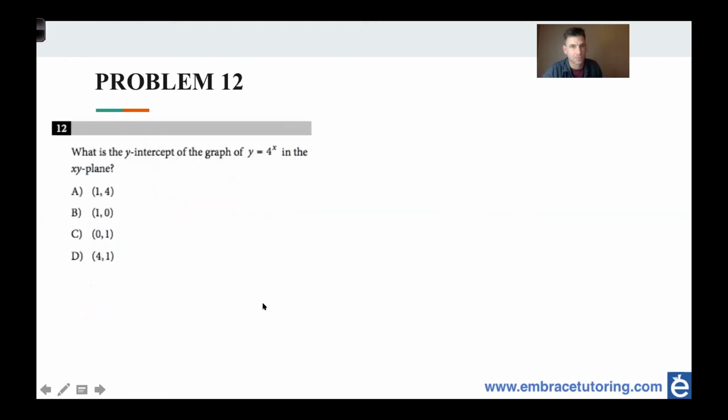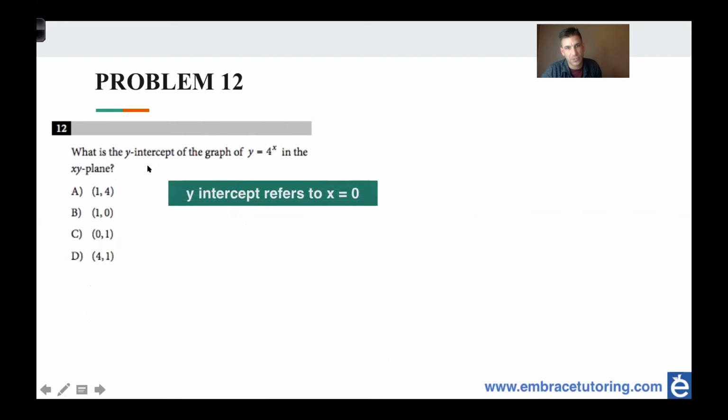Okay, awesome. All right, what is the y-intercept of the graph of y equals 4 to the power of x in the xy plane? Super, super important to understand. Not to overthink this, whenever you see something where it says a y-intercept, a y-intercept is always referring to when x equals 0. An x-intercept is where the y will equal 0. So be prepared for that as well in terms of the terminology. A y-intercept is where x will equal 0.